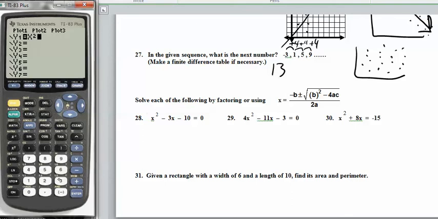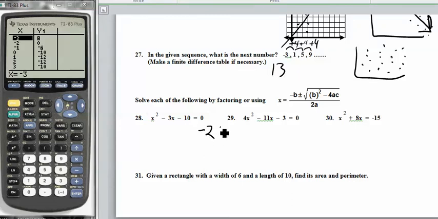X squared minus 3x minus 10, and we graph it. There are two zeros, and it looks like they're right on the line. So let's go into our table and make sure that's true. We're looking for when y is equal to 0, so those will be our two solutions. Y is 0 here, so negative 2. And what's our other one? Do we have another one? 5.